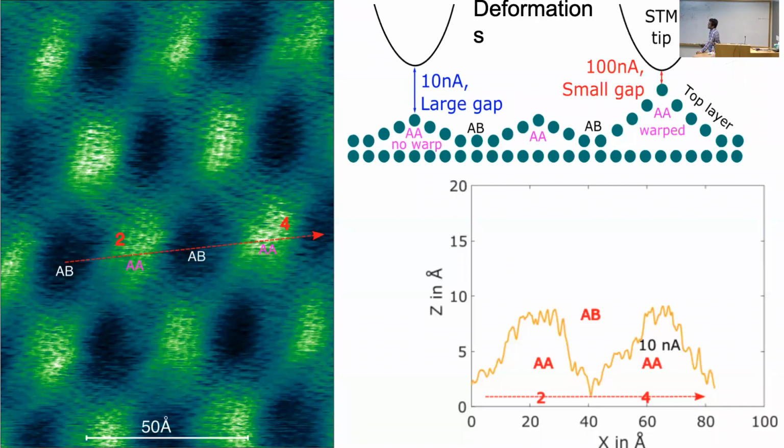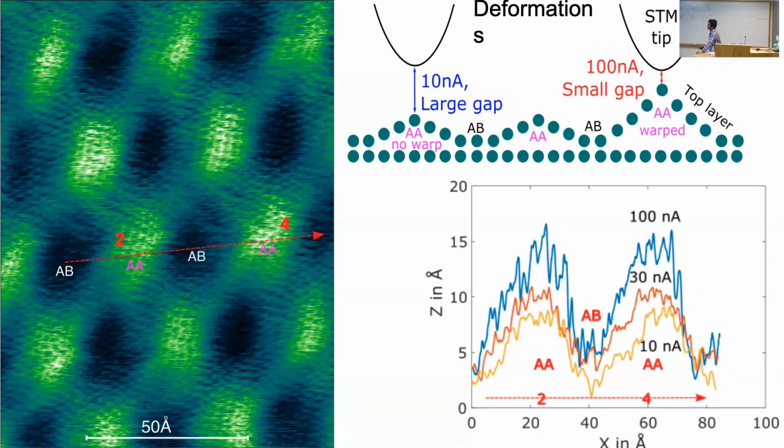Now we know how to deform them. All we have to do is bring the tip close to the sample. And I'm going to do that by increasing the tunneling current by an order of magnitude. This is taken at 10 nanoamps. So let's increase the current to 100 nanoamps. And we observe that these regions have got deformed. They have been pulled outwards out of the plane.